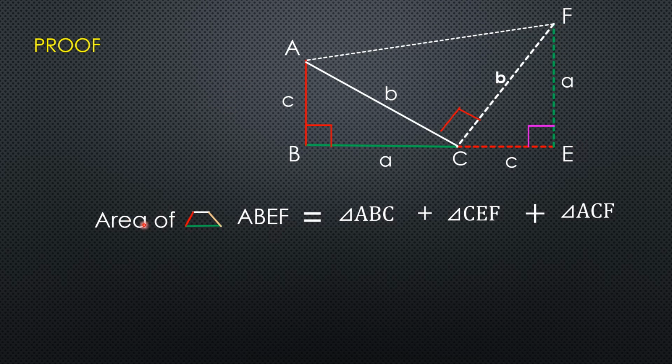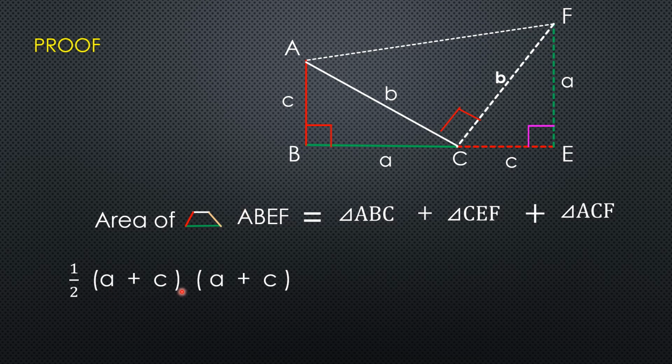You know the formula for the area of trapezium. So let us write it as half into distance between the parallel sides. So BE is the distance between the parallel sides. So it is equal to A plus C into the sum of the parallel sides. So it is so nice, the parallel sides are also equal to A plus C only.